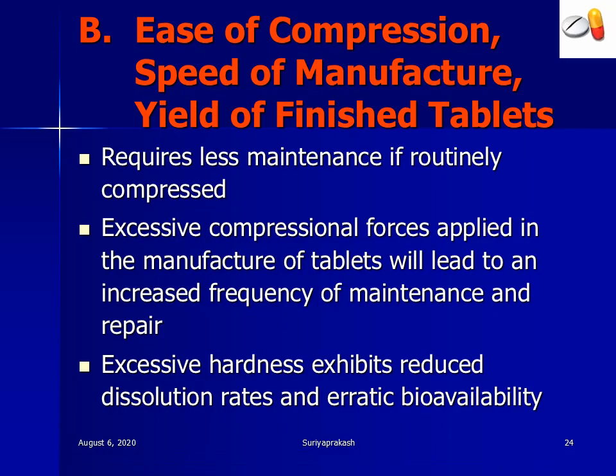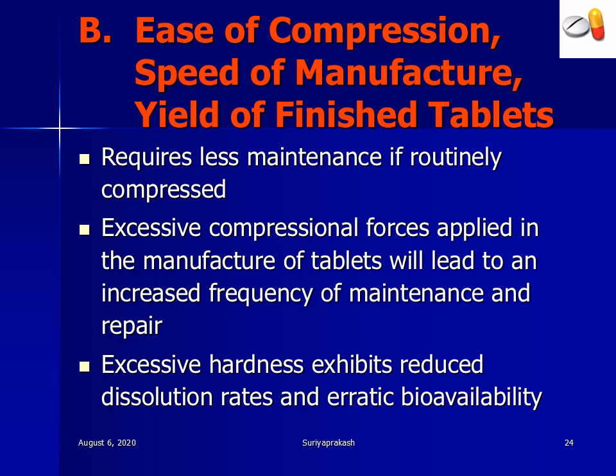Next, B, ease of compression, speed of manufacture, yield of finished product. I am not going to go in detail about this one. Ease of compression means the ease with which, like I mentioned in the previous slide, a split second the granule should fill into the die cavity. Similarly, split second the granules get to be compressed, to be converted from the granule form into a compressed tablet. Within split second the compression should happen.